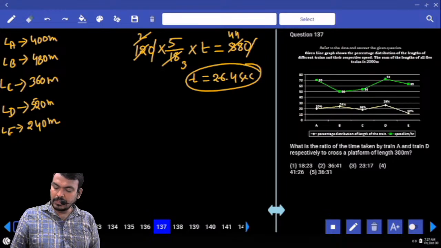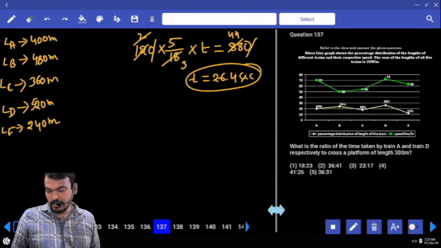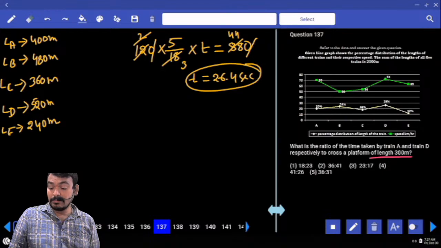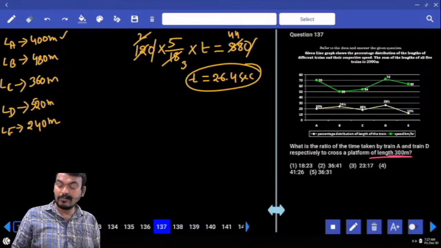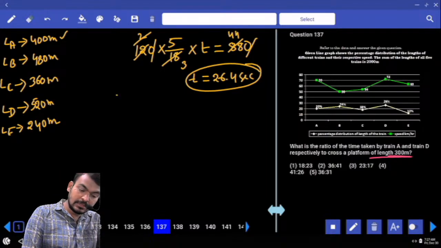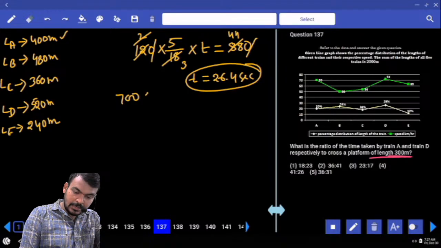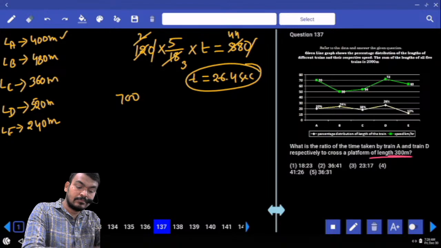137. What is the ratio of the time taken by train A and train D respectively to cross a platform of length 300 meters? First, the first train passes a platform. When a train passes a platform, the total distance is train length plus platform length. What is the length of the first train? 400. What is the platform length? 300. Distance is 700.